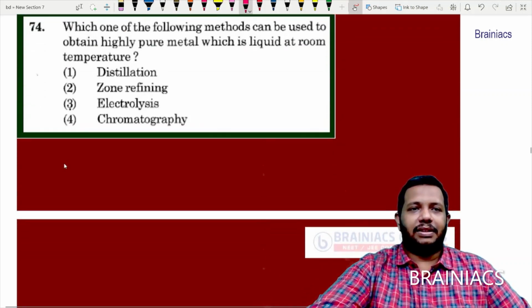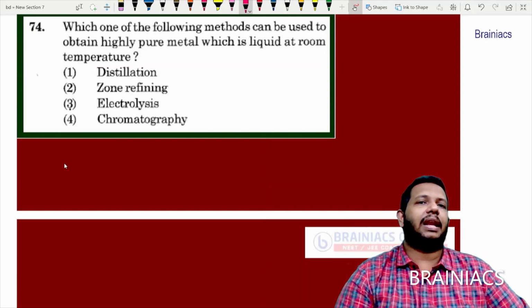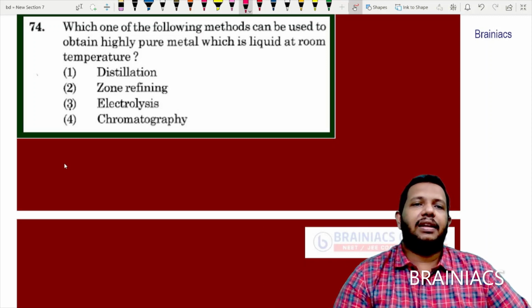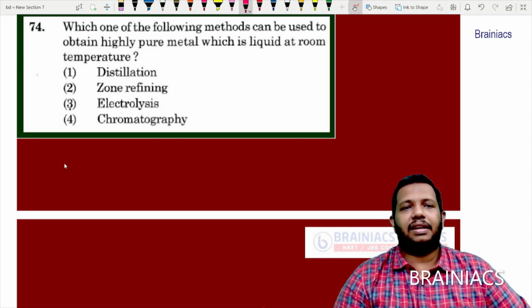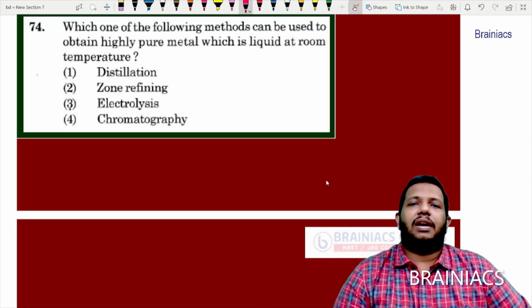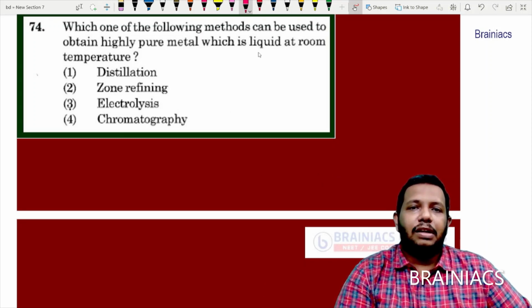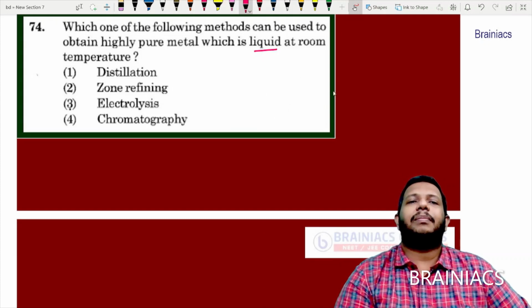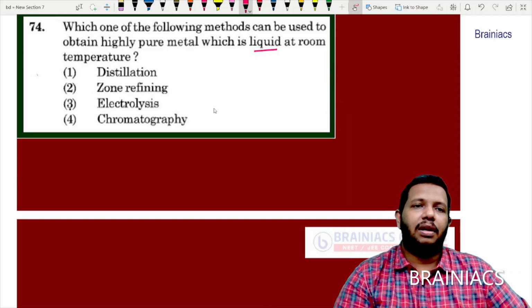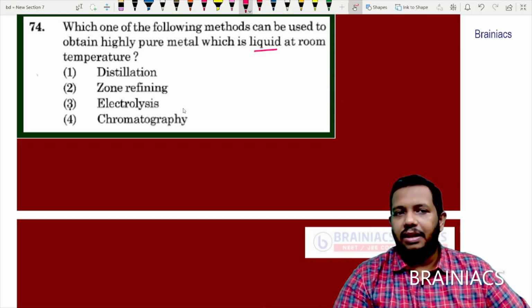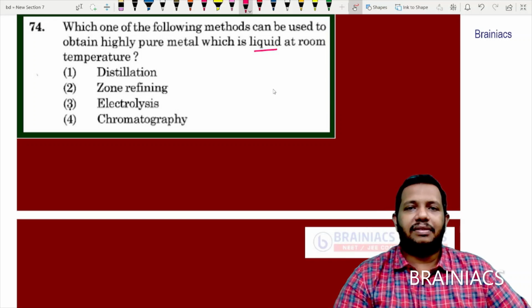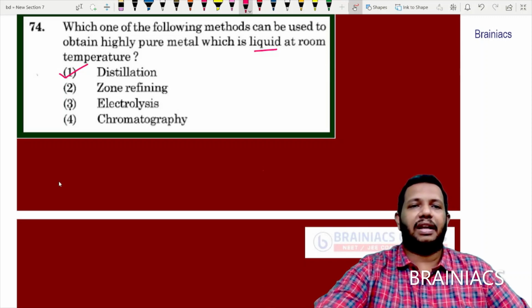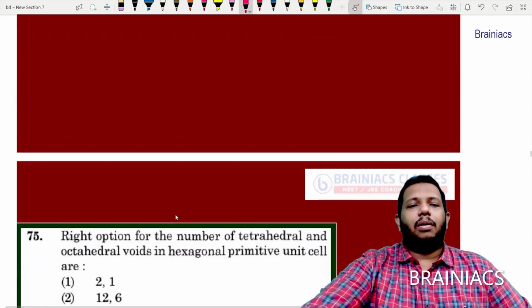Which one of the following methods can be used to obtain a highly pure metal which is liquid at room temperature? This is a good question. This is from, again, we can take it as basic concepts of organic chemistry or even extraction. Since it is liquid at room temperature, distillation is one good technique where you can heat it and make the metal as pure as possible. Some students may confuse it with zone refining, but since it's a metal and liquid at room temperature, the best technique, my correct answer, will be distillation. Okay, now let's go to the next question.